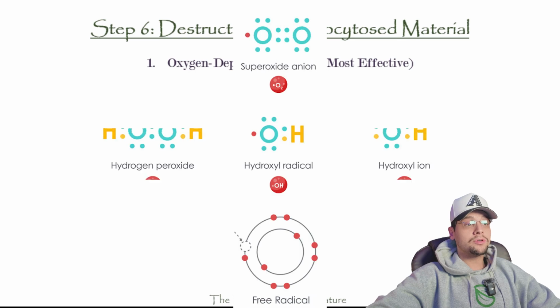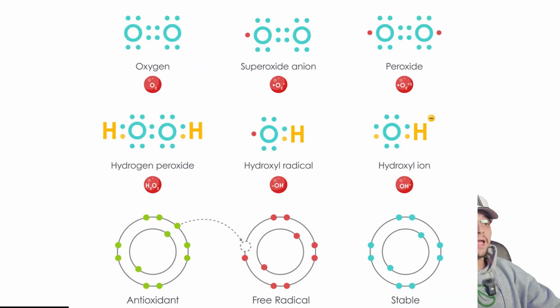So the steps of the respiratory burst: NADPH oxidase converts oxygen to superoxide. Superoxide is highly reactive and initiates further reactions. Superoxide dismutase converts superoxide to hydrogen peroxide. Step 3, myeloperoxidase, MPO, converts hydrogen peroxide to hypochlorous acid, or bleach. Bleach is the most potent microbicidal agent, rapidly killing bacteria.